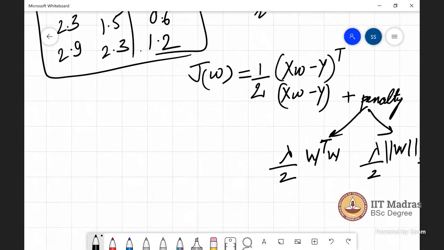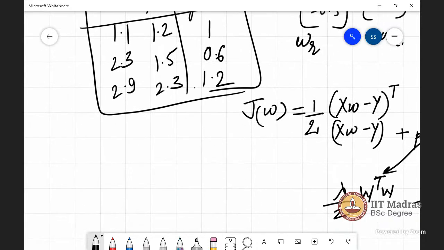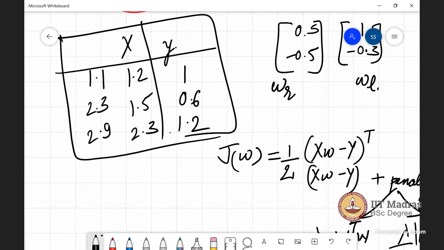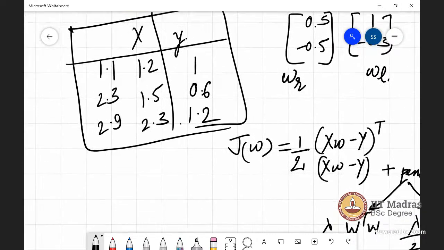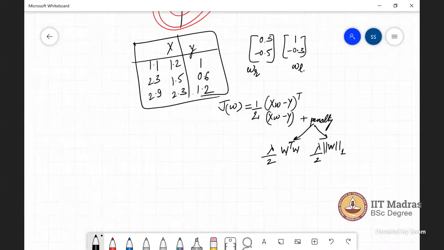Okay, so let's calculate this one. This is going to be common for both of them. No, not common, sorry. So let's calculate this for ridge first. Basically, we are subtracting the second term from the first term and dividing by half for ridge. Okay, so let's solve the ridge problem.